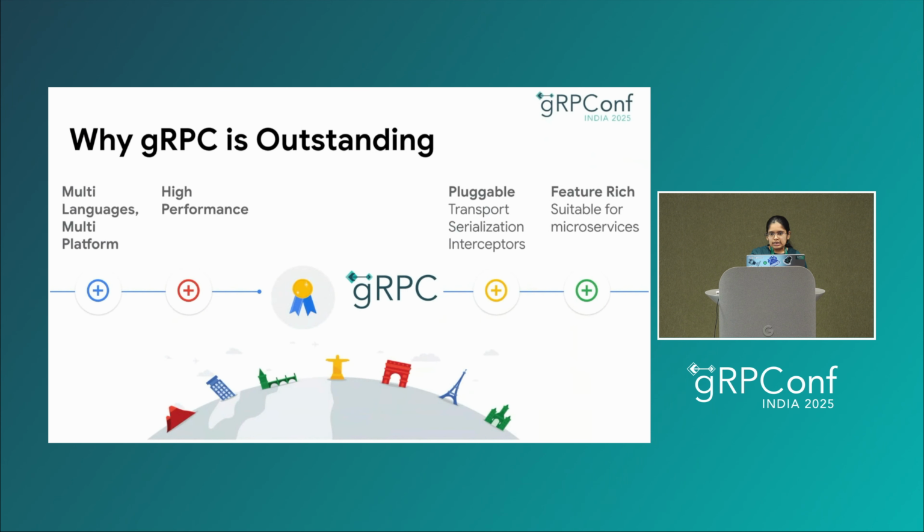gRPC's popularity stems from its versatility and high performance. In addition to being available across a wide range of programming languages and architectures, its performance is also industry leading. The framework features a pluggable architecture, allowing for flexible and efficient integration with various development stacks. Furthermore, gRPC offers a rich feature set for traffic management, security, and also service mesh integration.